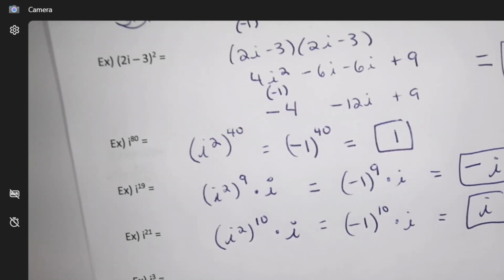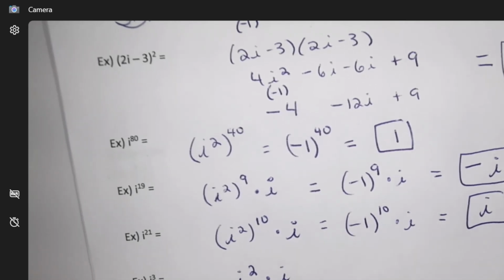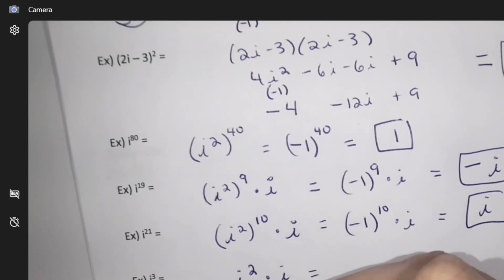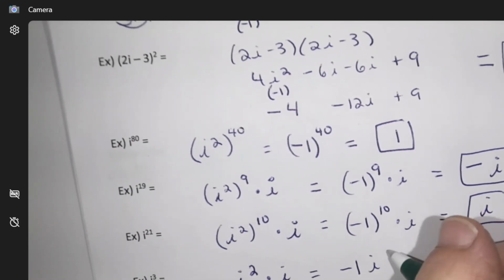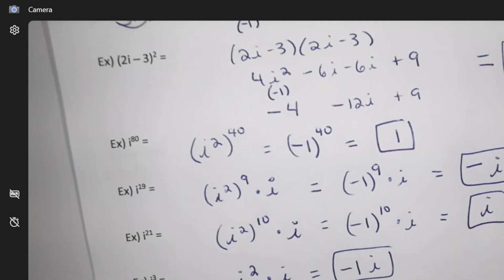Okay, i cubed. So again, I'm going to take out an i squared. So i cubed, I'm always looking for as many i squareds as I can take out. So there's my i cubed. And that's a -1. -1, and then an i. Did you just say -i? Yeah.